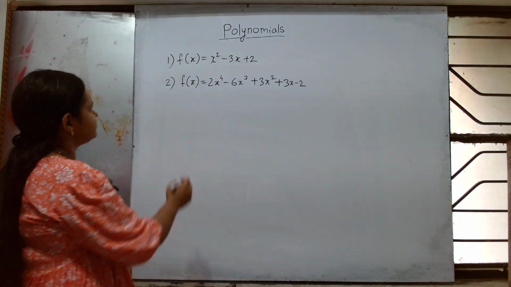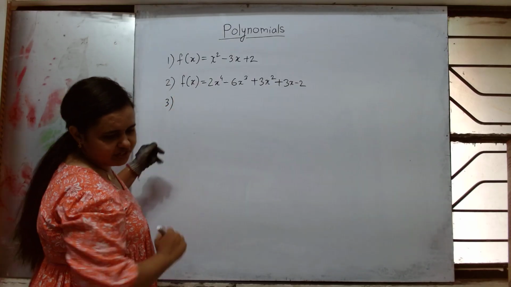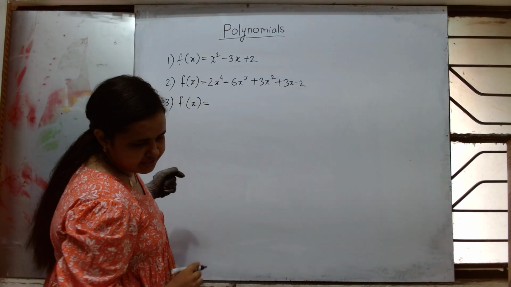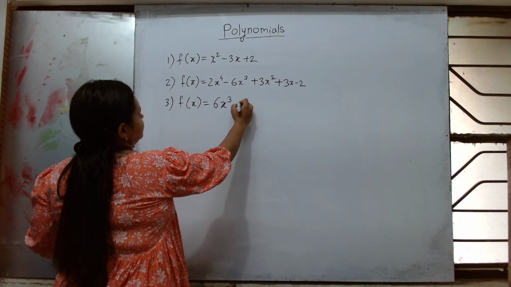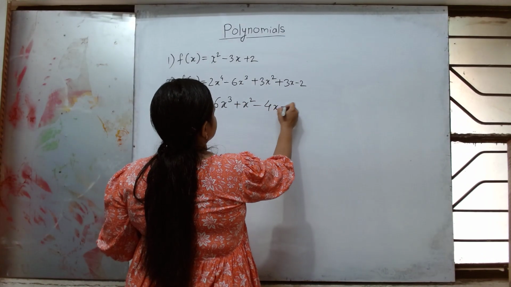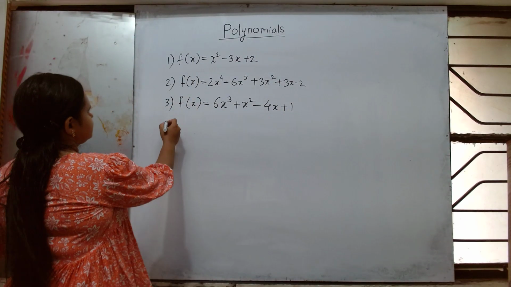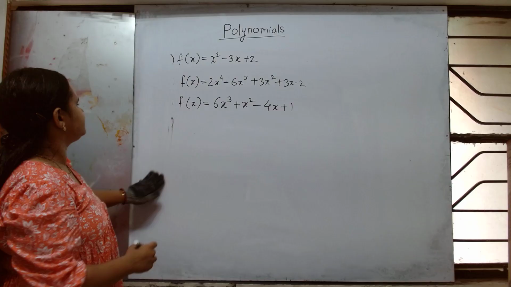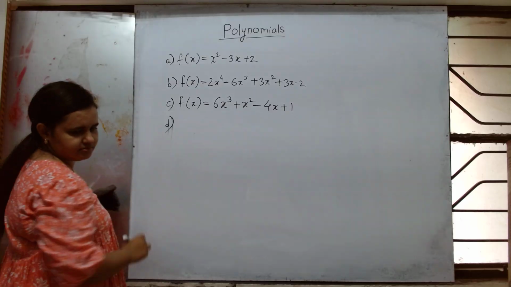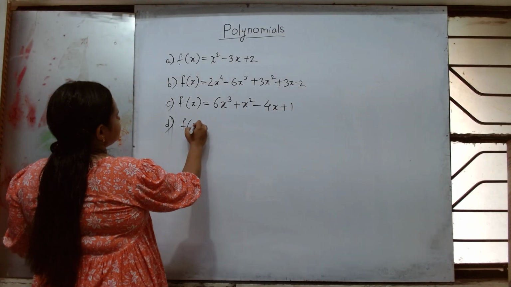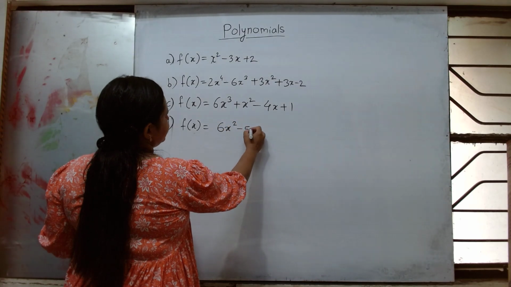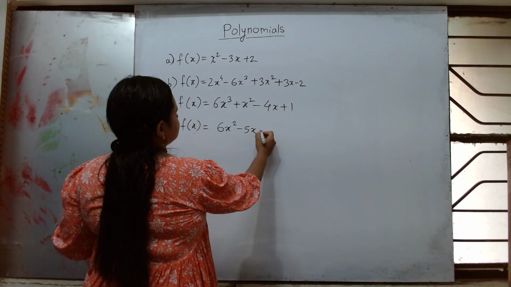Third option is given as optional polynomials. F of x equals to 6x cube plus x square minus 4x plus 1. I write it as A, B, C and D so you can easily understand. A, B, C and D. Fourth is f of x equals to 6x square minus 5x minus 1.